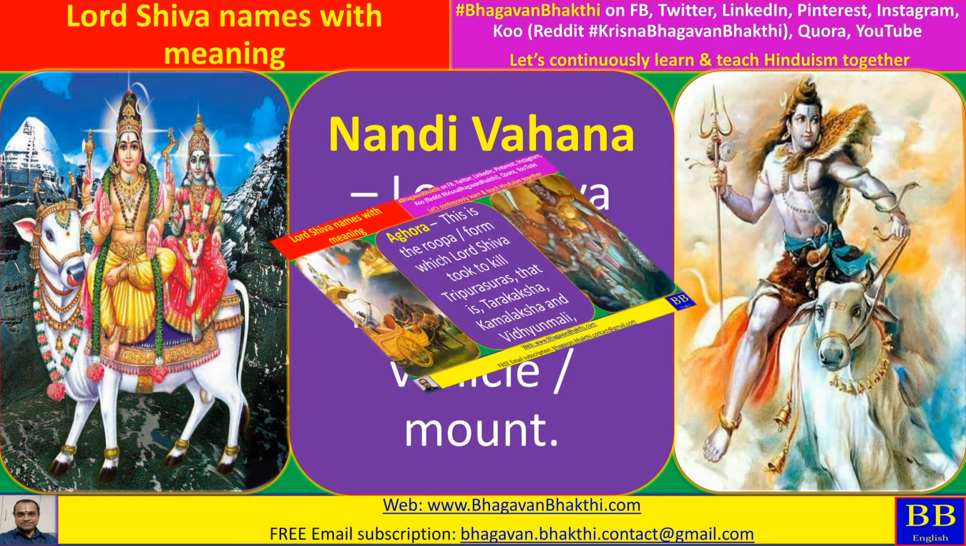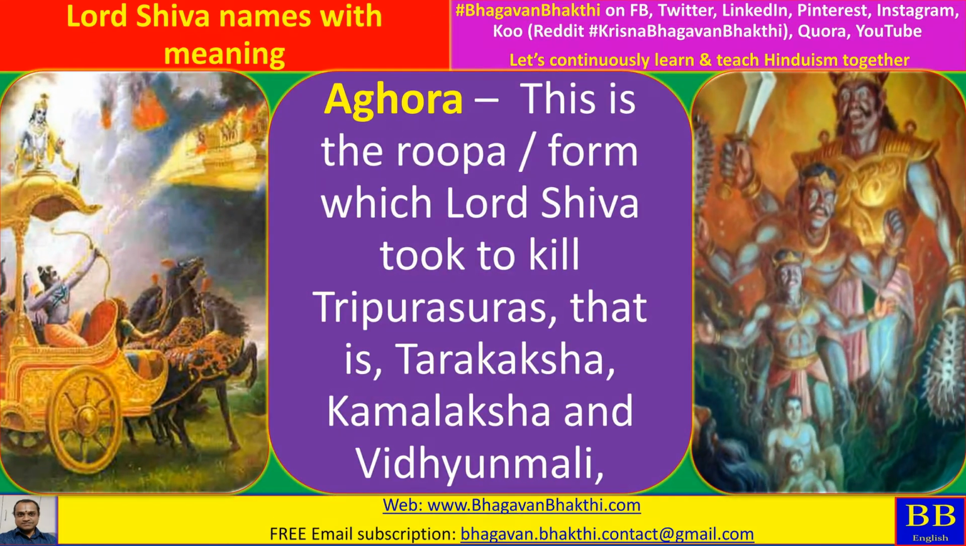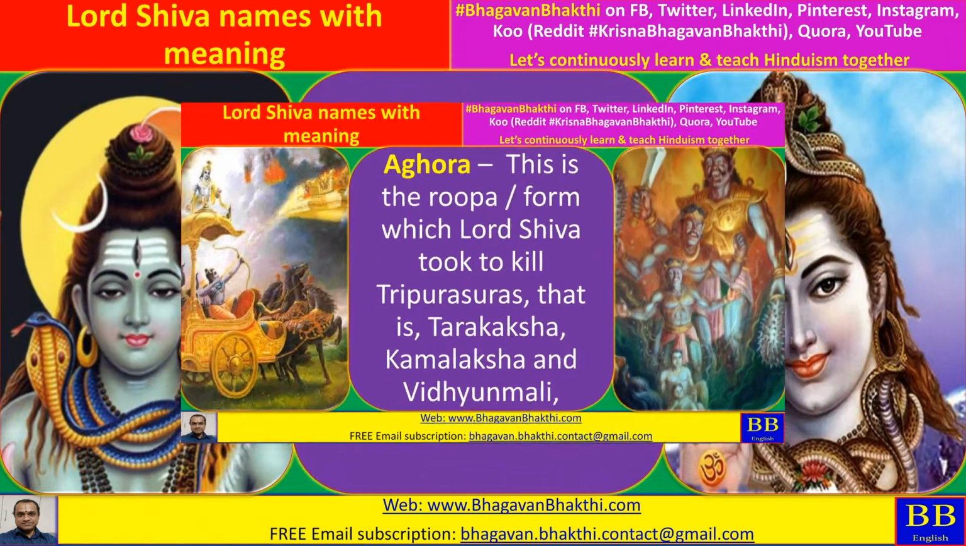Aghora. Aghora is another name of Lord Shiva. Lord Shiva takes this form of Aghora or the Rupa and kills the Tripurasuras, that is 3 Asuras. The names of the 3 Asuras are Tarakaksha, Kamalaksha and Vidhunmali. We will know more about these 3 Asuras in the video later on.